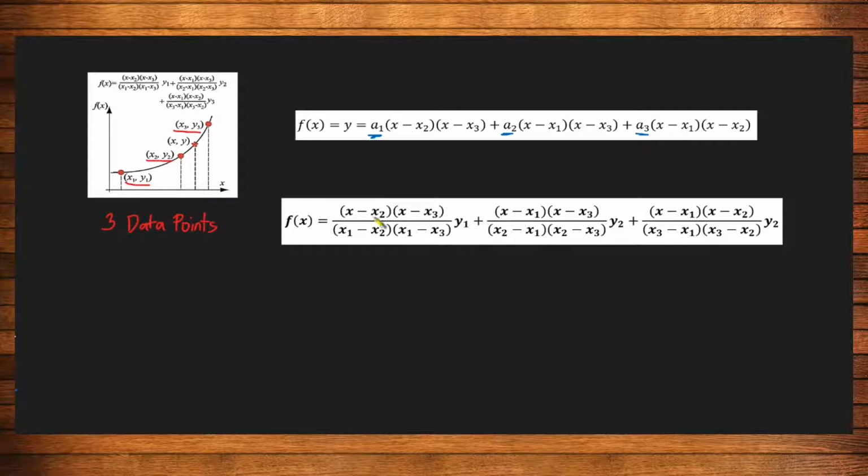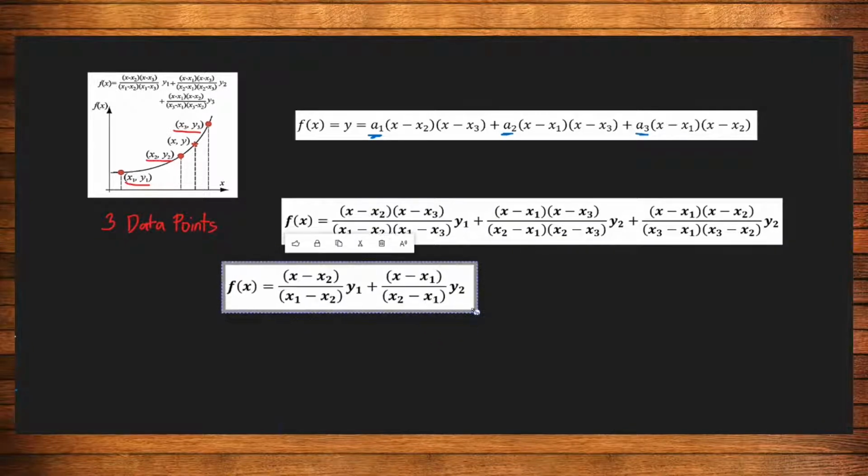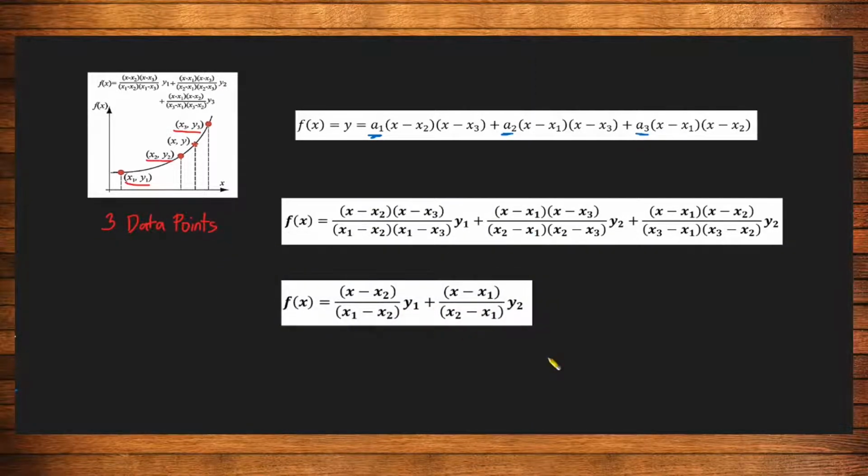Now, if we compare this to our linear Lagrange interpolating polynomial, we can see some similarities. So, for our first term, nadagdagan lang siya ng x minus x sub 3 over x sub 1 minus x sub 3.